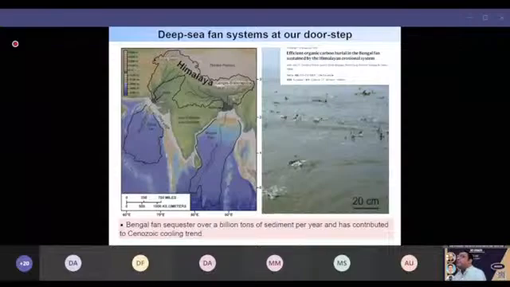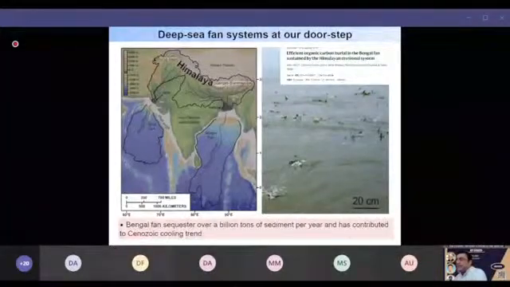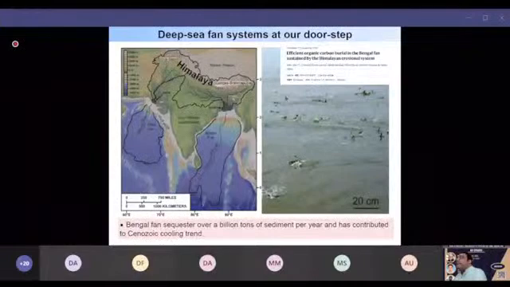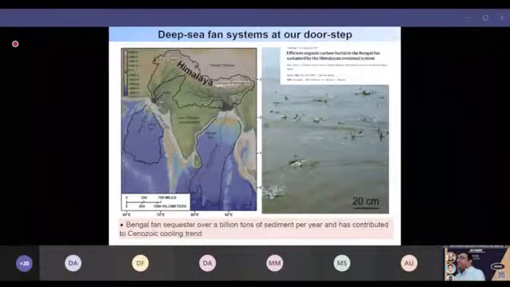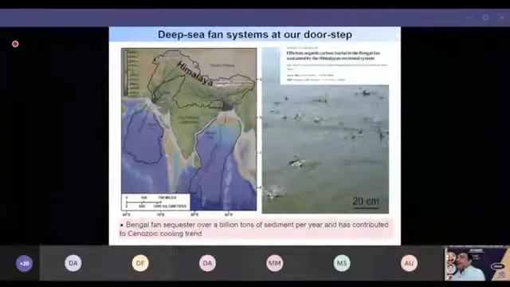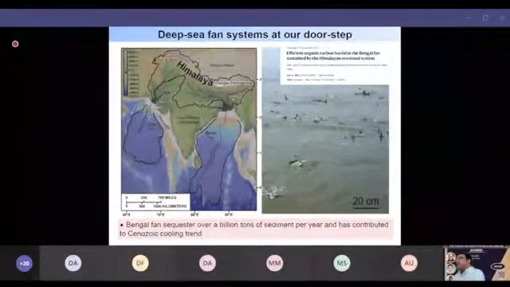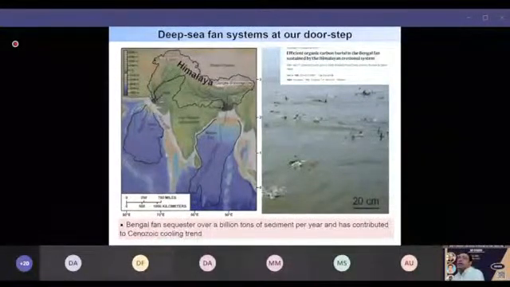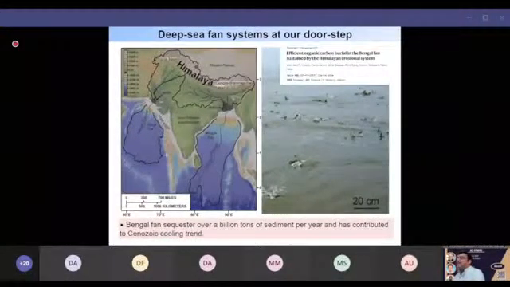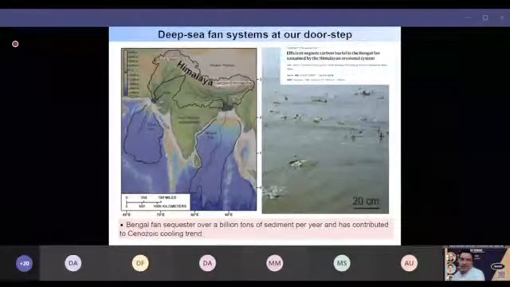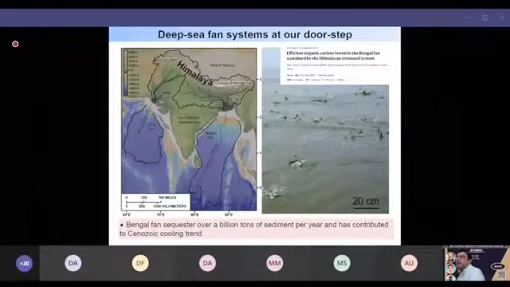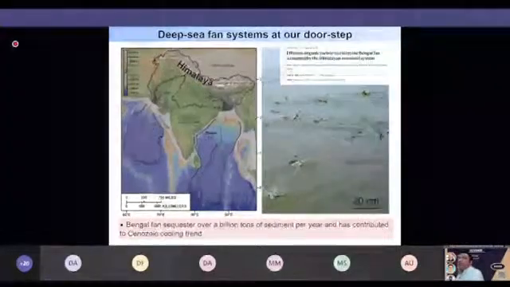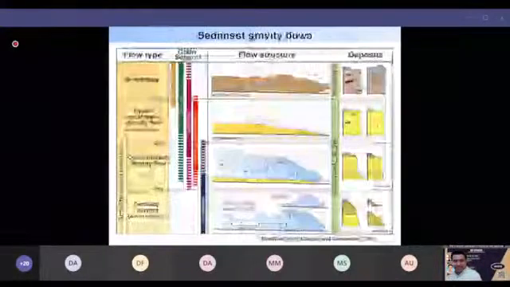But just to give you an estimate, the Bengal fan transports over 1 billion tons of sediment per year. So that is a really high amount of sediment. And it's very well established now in the literature that it has contributed to the Cenozoic cooling trend. If you Google, you can find what that Cenozoic cooling trend was. There is a really nice paper from Valier Galy and his team on efficient organic carbon burial in the Bengal fan. So if anyone is interested, they can refer to that.